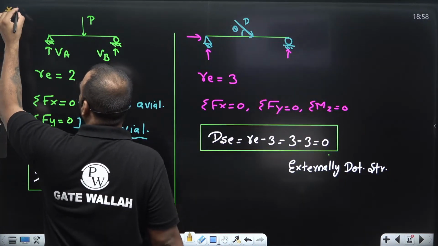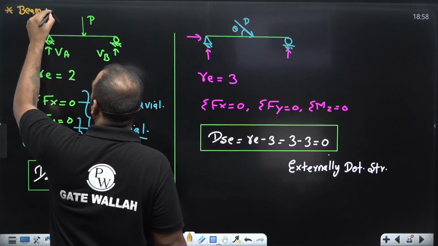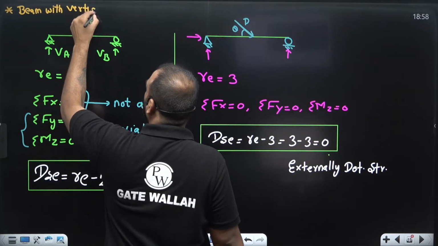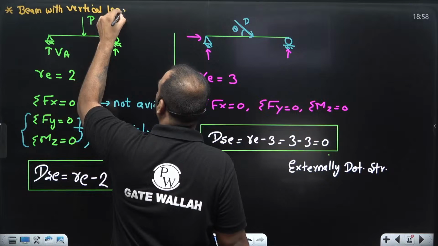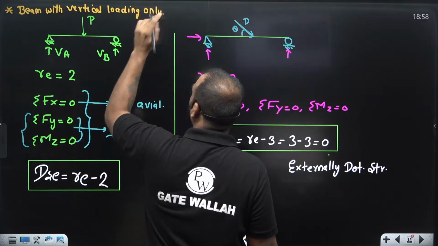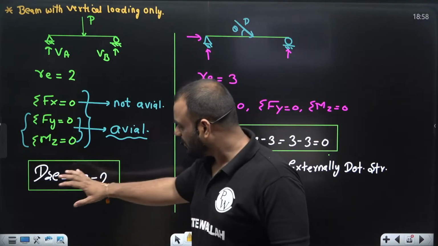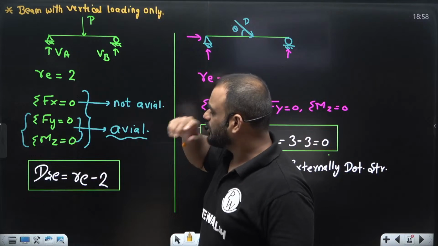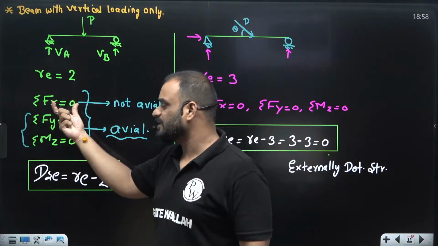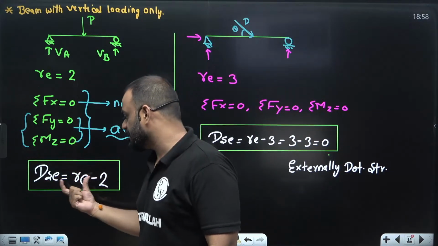Let us write it down. Beam with vertical loading only. If you have beams with vertical loading, then in such a condition there is no horizontal reaction developing, and summation fx = 0 is not available. Understood? So guys, DSE is equal to what?